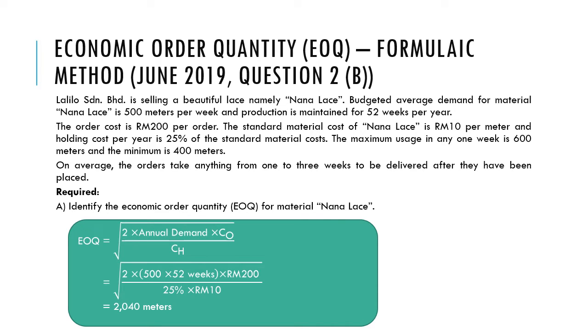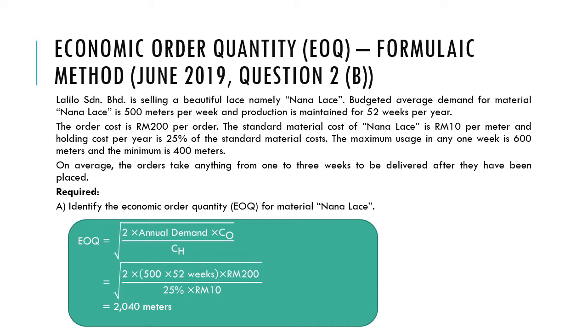So holding cost is the cost that the company has to incur when they want to store Nana lace in their warehouse. The maximum usage in any 1 week is 600 meters, and the minimum is 400 meters. On average, the order takes anything from 1 to 3 weeks to be delivered after they have been placed. So the question asks you to calculate the economic order quantity for material Nana lace. So first of all, you need to identify what is the annual demand.